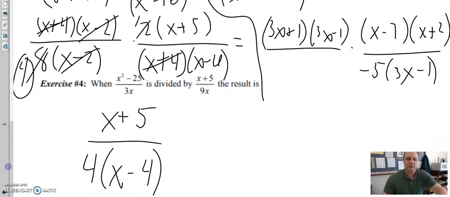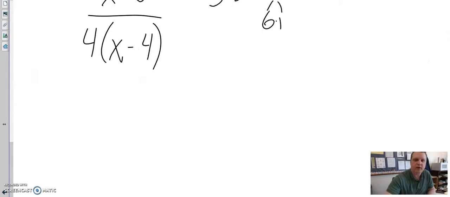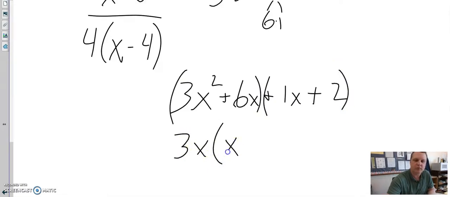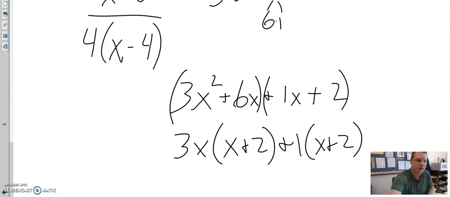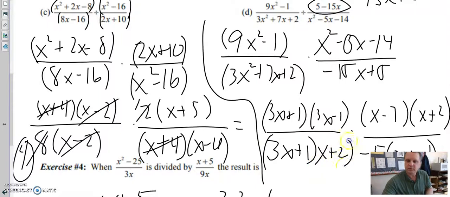3x squared plus 7x plus 2. 3 times 2 is 6. Factors of 6 are 6 and 1 that give me the 7. So the first term has to come down, the 3x squared and the 2. Then we have the 6x plus the 1x. Group the first 2, group the second 2. 3x, and you're left with x plus 2, plus 1, x plus 2. So then we have 3x plus 1 and x plus 2.